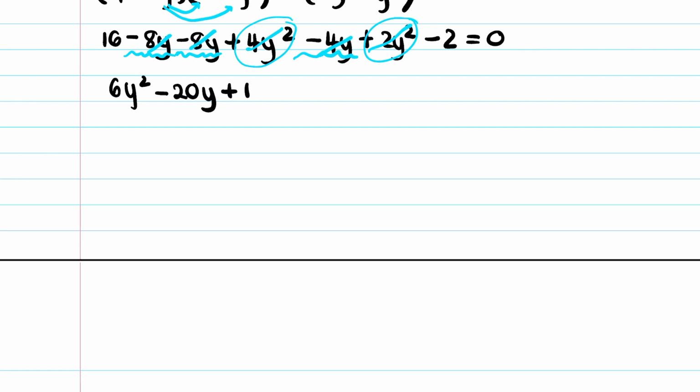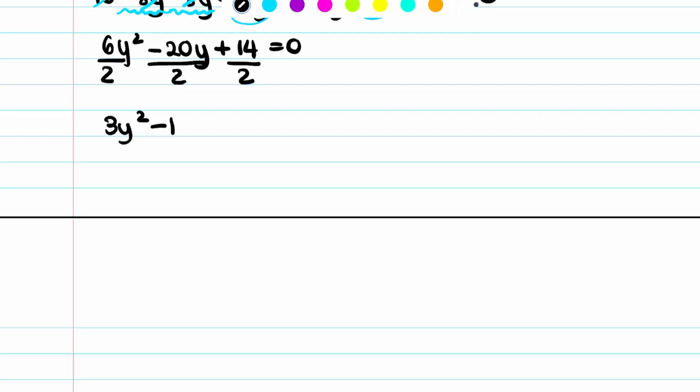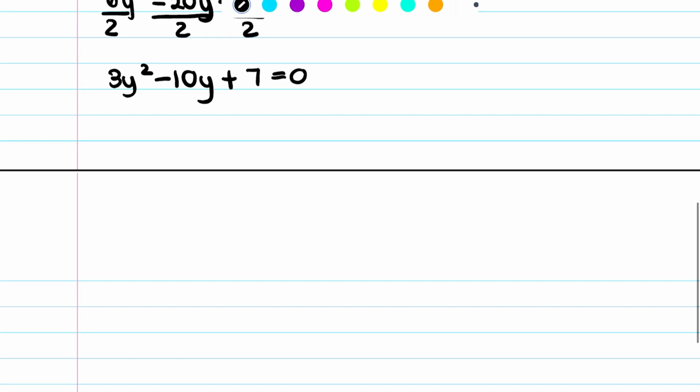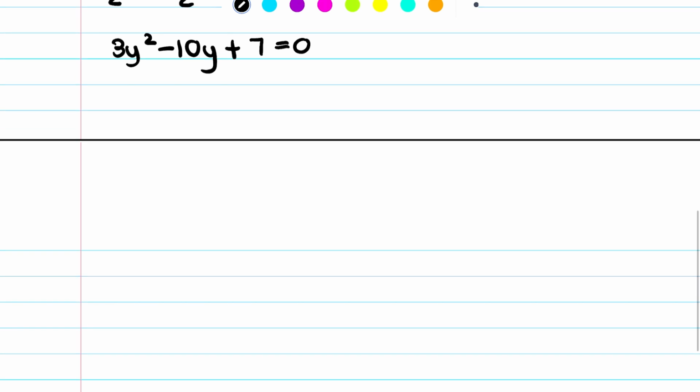Then I'm going to say 16 minus 2. That's going to give me 14. And I'm going to cross these out. What you should be seeing is that these are all divisible by 2. So I'm going to divide by 2 to simplify as far as I possibly can. I will be left with 3y squared minus 10y plus 7, and that's all equal to 0.